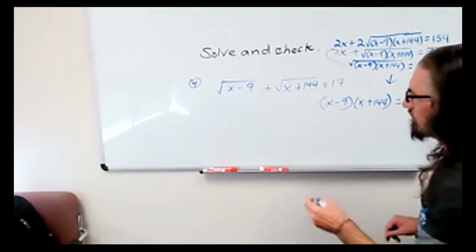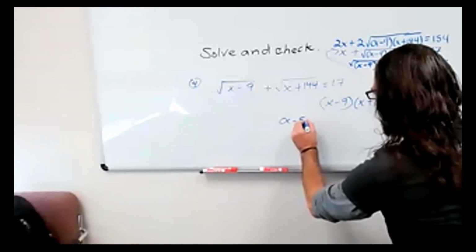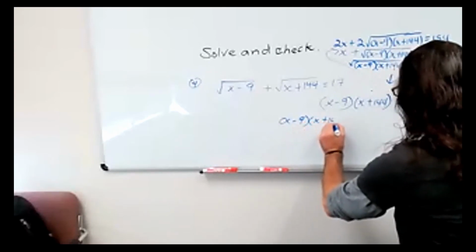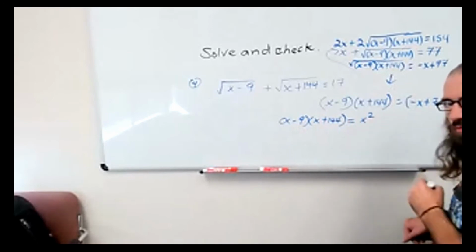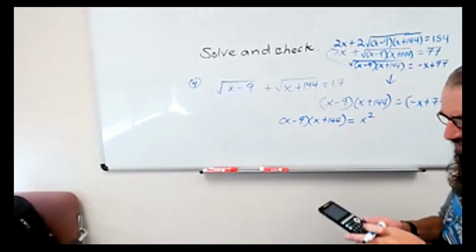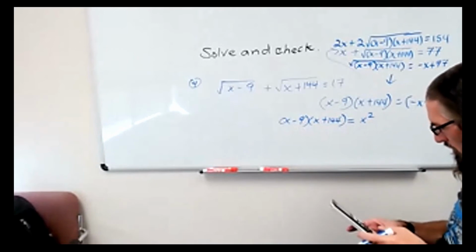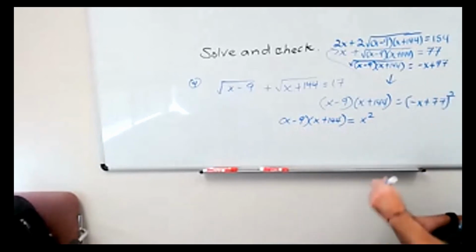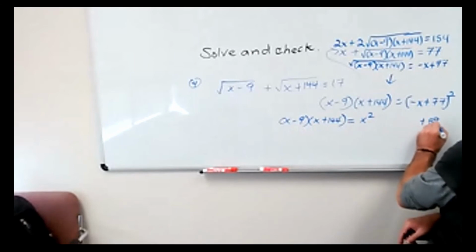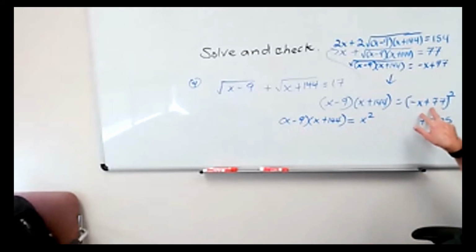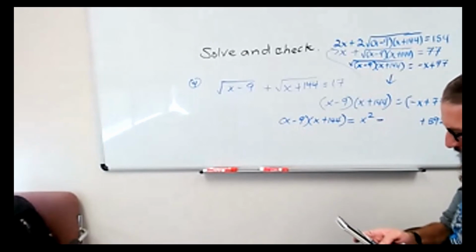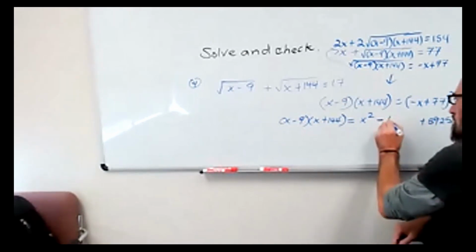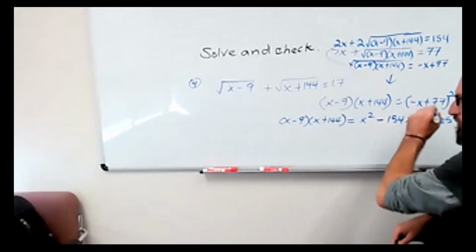If we use the shortcut I was talking about earlier, negative x squared is the same as x squared. 77 squared is 5,929, but we cannot forget what's in between. Multiply negative x and 77 and double that. So that we've got minus 154x in between.